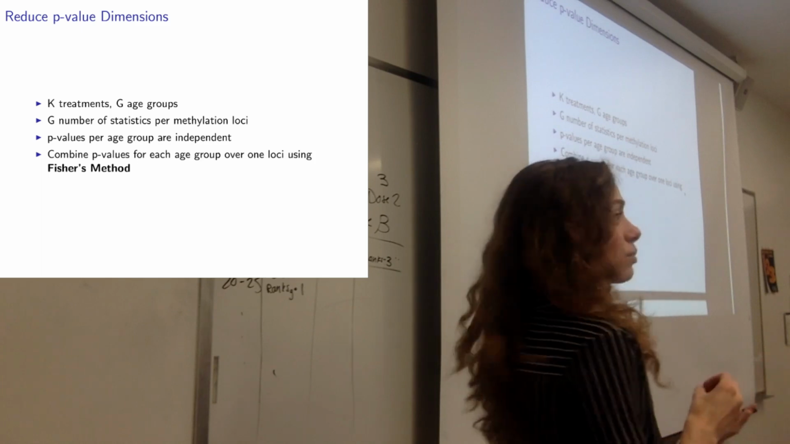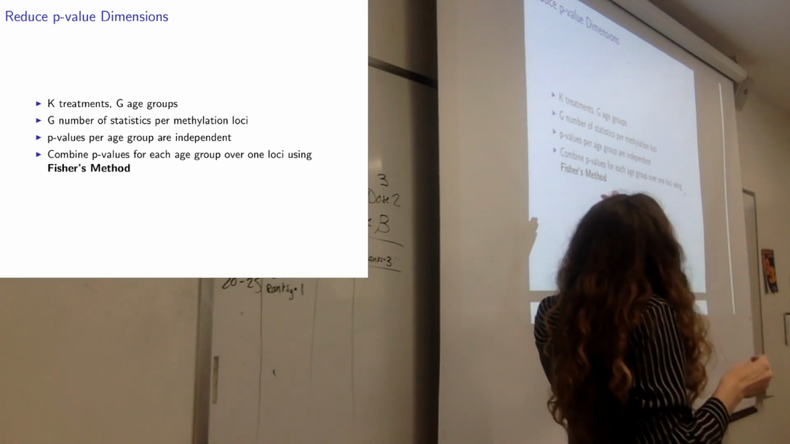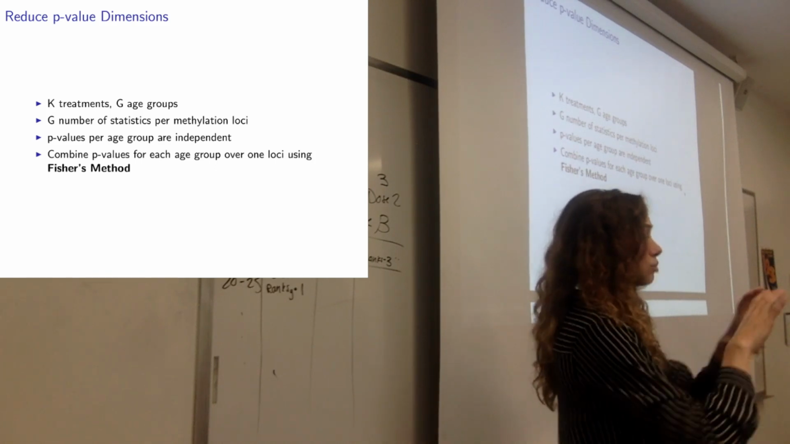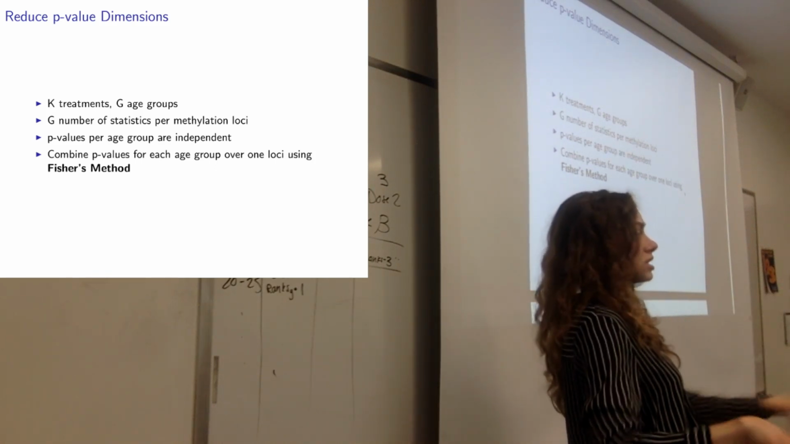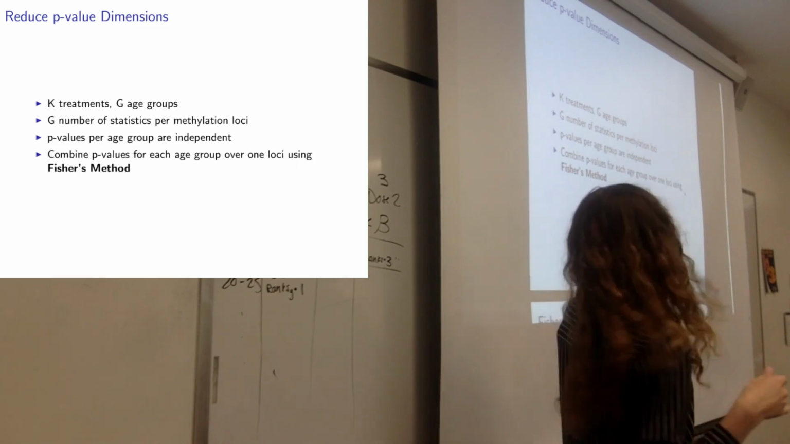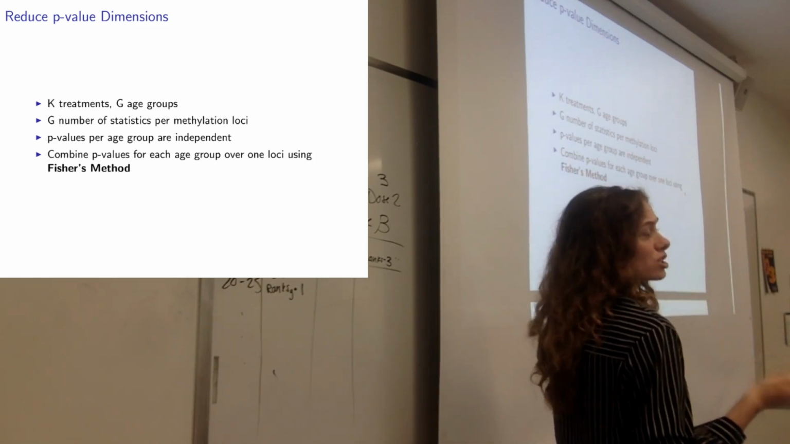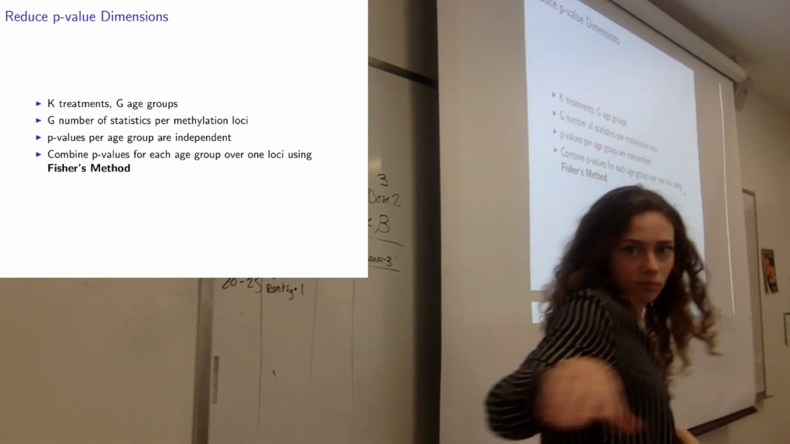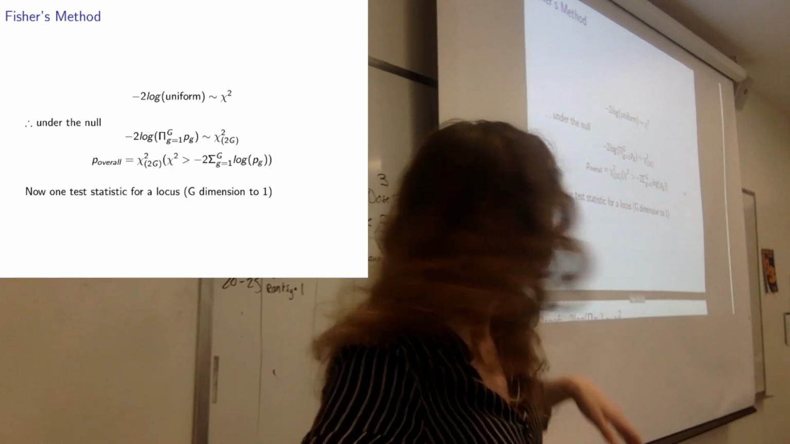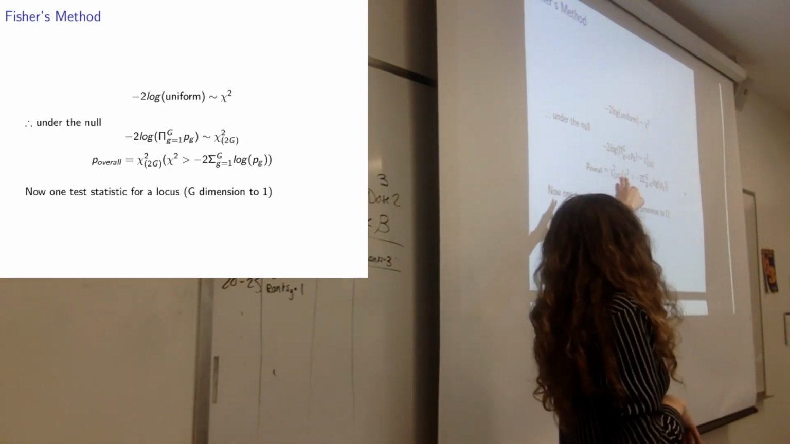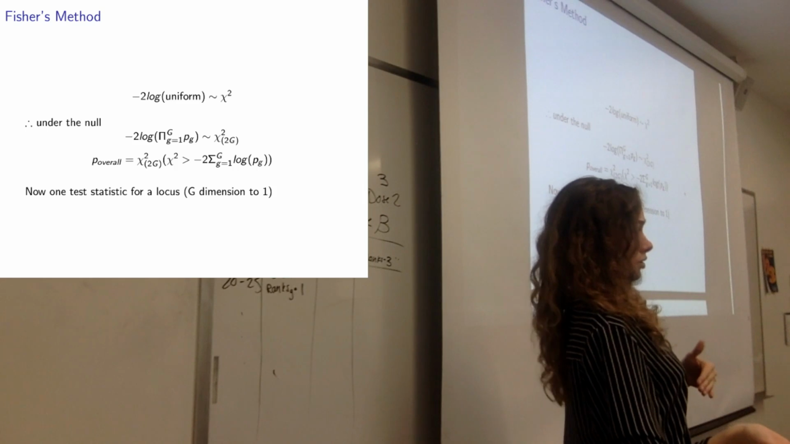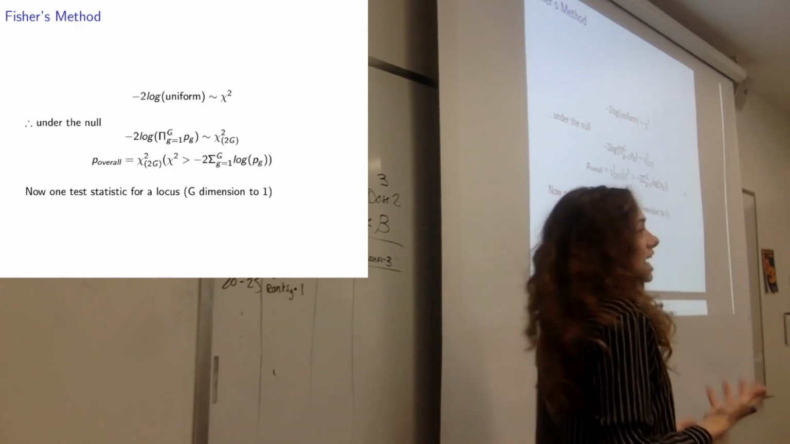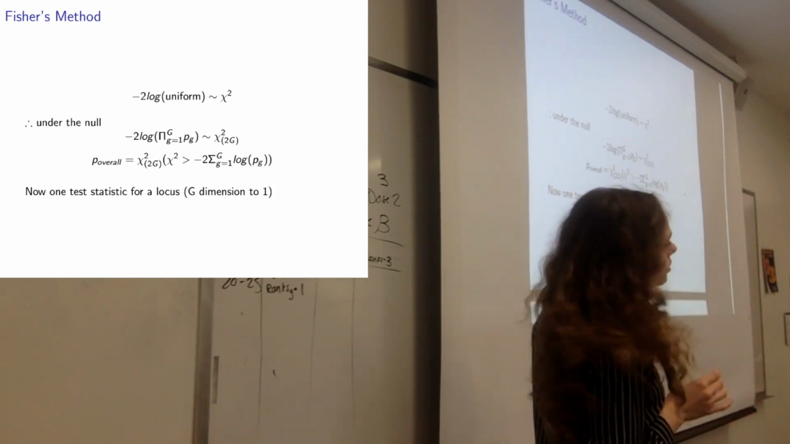And something that we have to keep in mind is that the p-values for each age group are independent. So we started with an independent sample. And so just by grouping people into the age categories means that they're still independent. So that means we can combine the p-values by just multiplying them. And the way that we're going to do this is by Fisher's method. Fisher's method is widely used. It's the idea that if you take a uniform variable, which p-values are, and you take the log and you multiply it by -2, that's chi-squared. And I'll show you the proof of that soon.